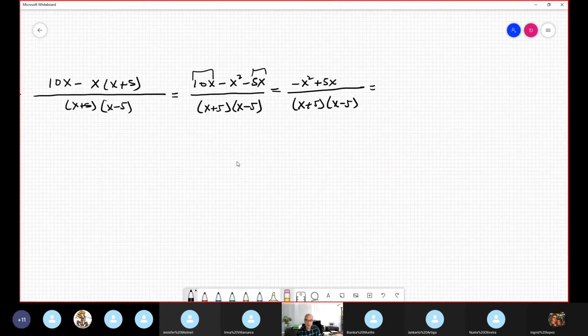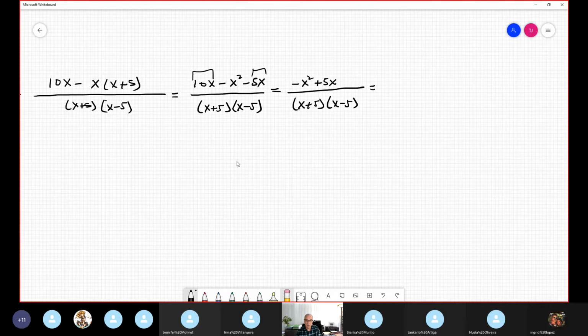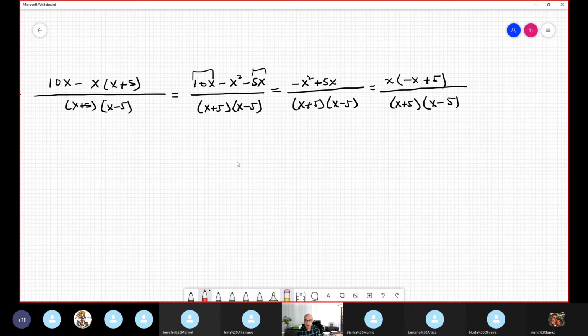No, I suppose not, because I can see in the top we have a greatest common factor, which is x. I factor out. I don't know if it's better to factor out x or negative x. I factor out x. Well, we have minus x plus 5 divided by x plus 5 times x minus 5. Yeah, I see, wow, look at that. This guy and this guy are family.